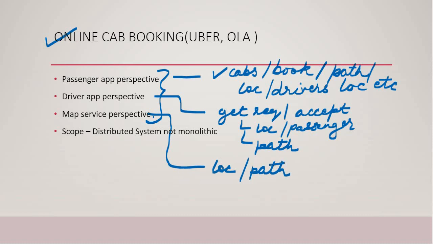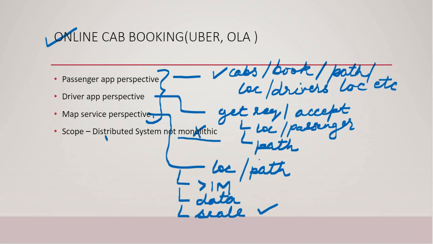But other than that, when we try to scope it, how many users are we expecting? It could be more than millions, 10 lakh, 20 lakh. Then what kind of data? A lot of data, and especially real-time data we'll be expecting. Then do we need to scale? Yes, we need to scale because the users will keep on increasing once the application becomes a hit. So if you see this, a monolithic kind of architecture is not going to work for us, right? We should go with a distributed system.